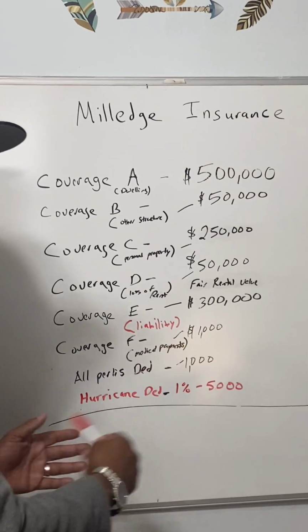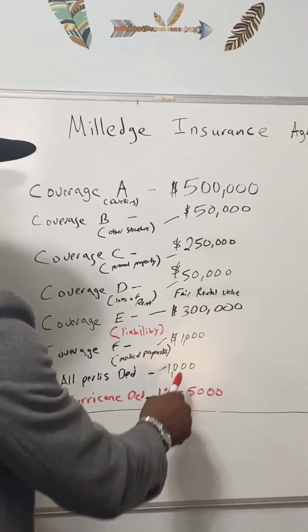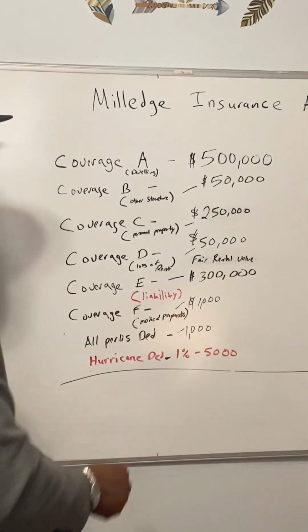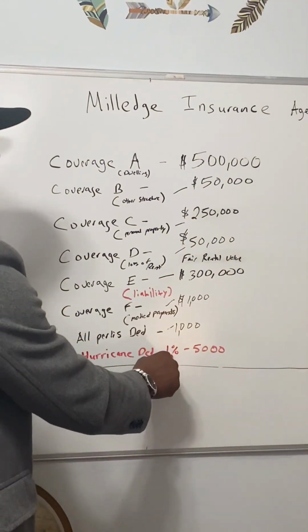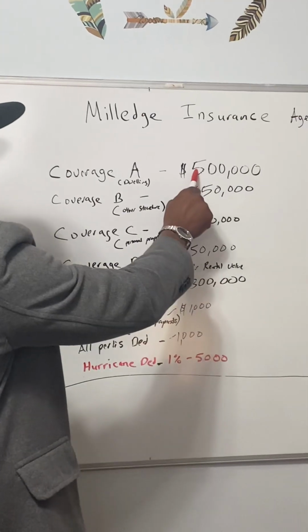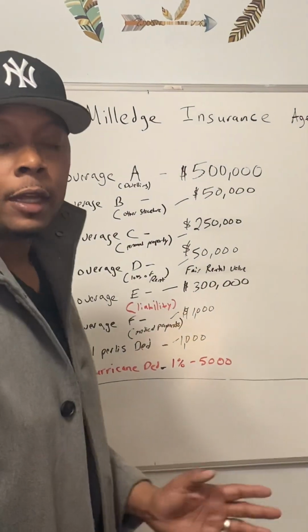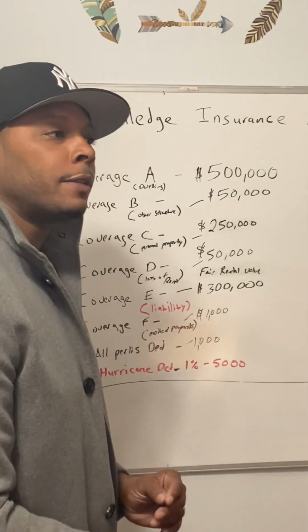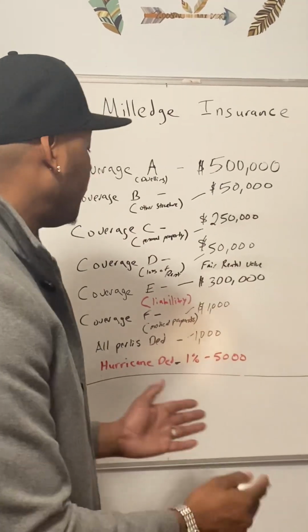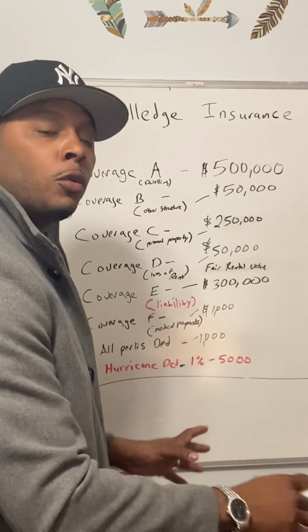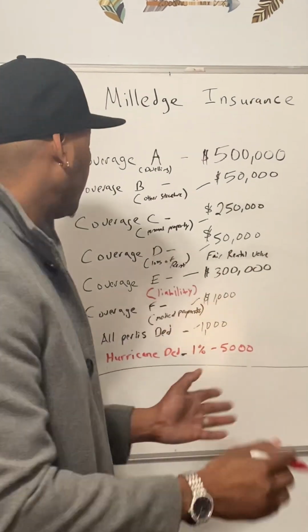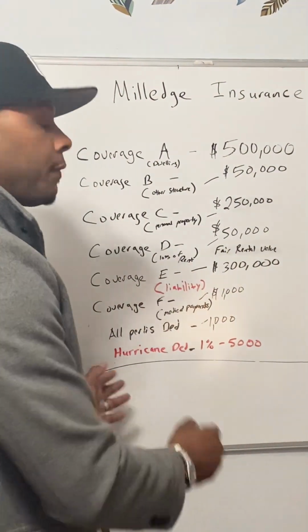Next, we have all perils deductible, or DED. That's your deductible, which in this example is $1,000. We also have here, if you notice in red, what's called the hurricane deductible. That's at 1%. That's 1% of the dwelling coverage, and that's $5,000. Depending on if you live in a coastal state such as Florida or Texas, you may be familiar with this, or if you're on the coastline, you may have that. In other states, you may just have a regular deductible.